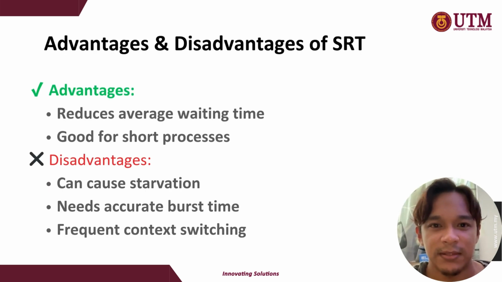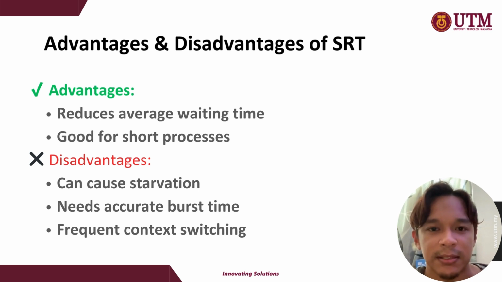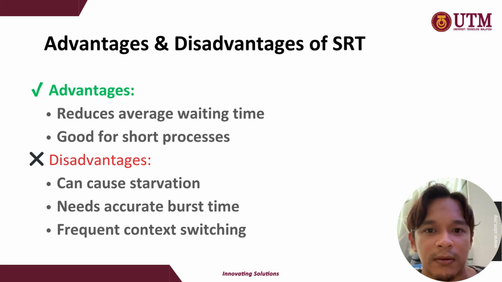SRT has the advantage of minimizing average waiting time. It's very effective when the system has a mix of short and long tasks, but there are downsides. It may cause starvation; longer processes could keep getting skipped. Also, SRT requires knowing or estimating the burst time, which is not always possible in real systems, and too many context switches can reduce CPU efficiency.